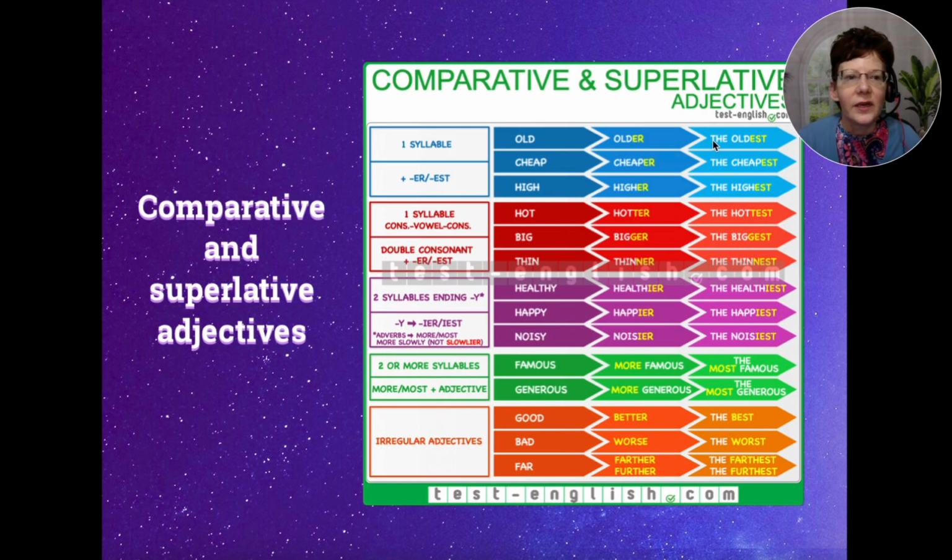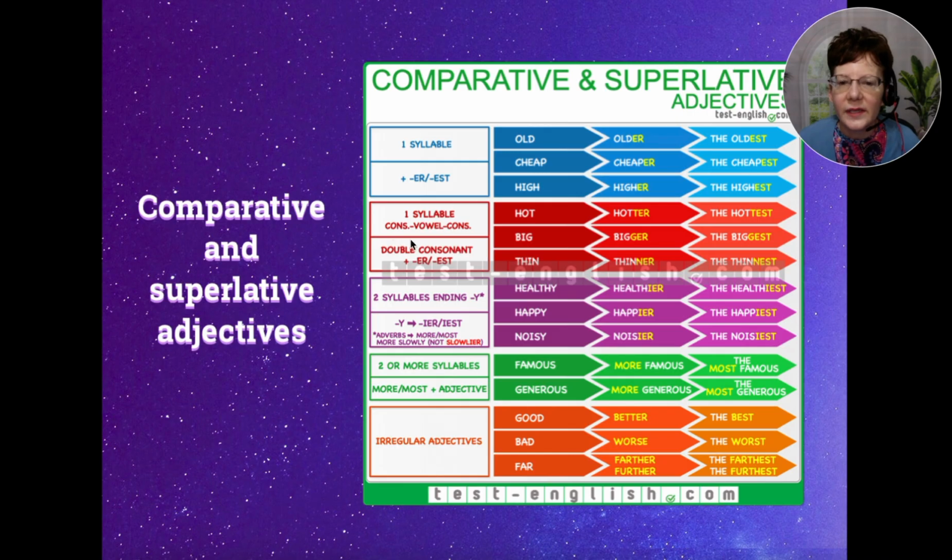All right, so we'll look briefly at this table here about comparative and superlative adjectives. There are some rules here as far as syllables. For a one-syllable adjective, such as old, cheap, or high, to make the comparative, we add er. So, older, cheaper, higher. And then for the superlative, we add est. The oldest, the cheapest, or the highest.